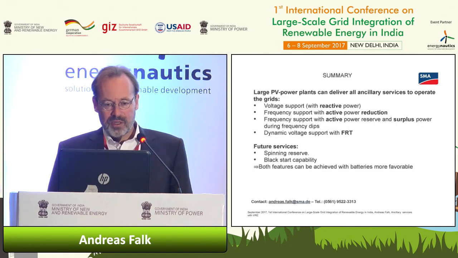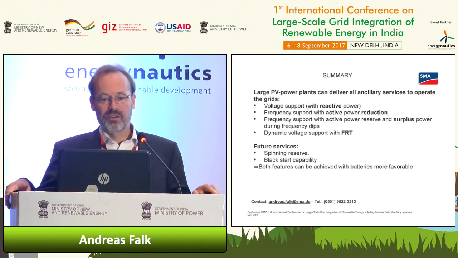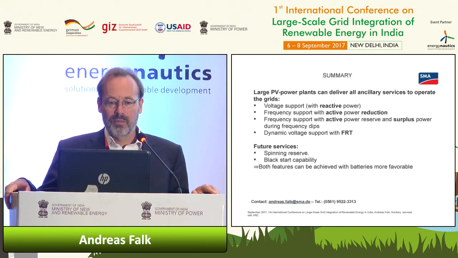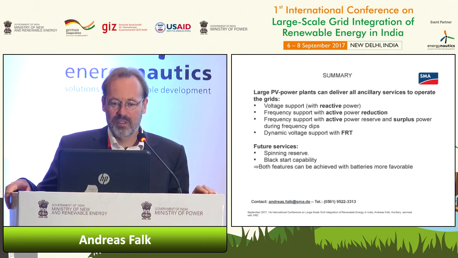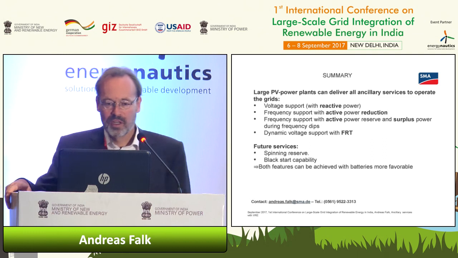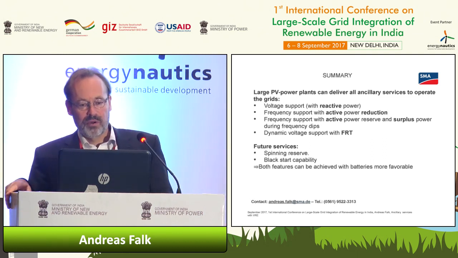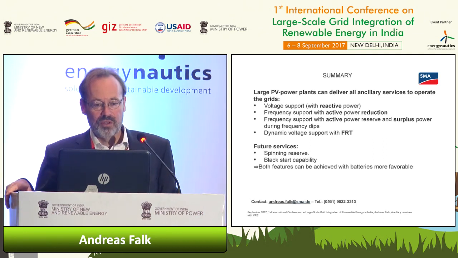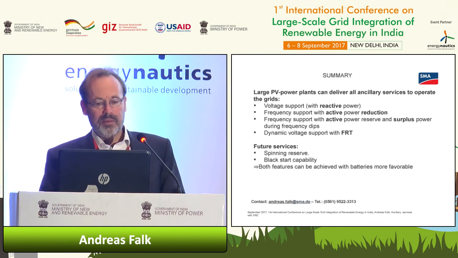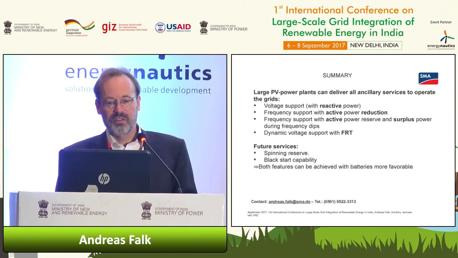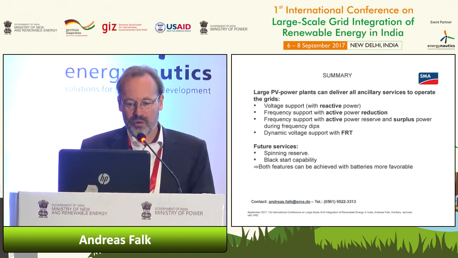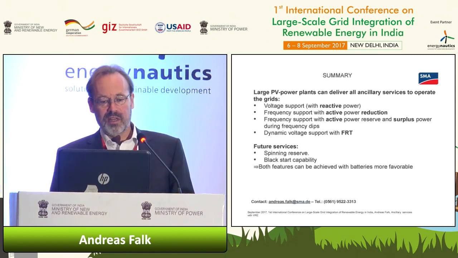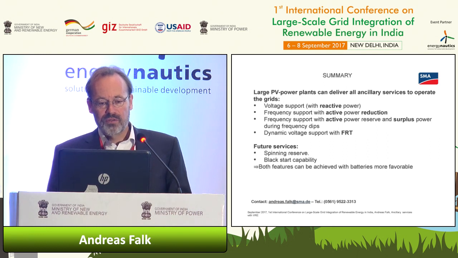Okay, my summary. Large power plants can deliver all ancillary services to operate the grid: voltage support with reactive power, frequency support with active power reduction, frequency support with active power reserve and surplus power during frequency dips, dynamic voltage support. Future services requiring a coordination are spinning reserve and black start capability. Both features can be achieved with batteries more favorably.